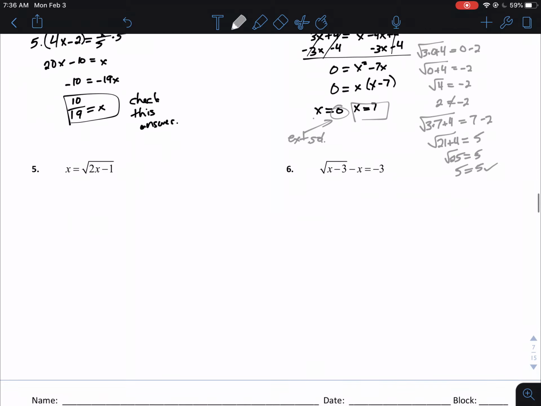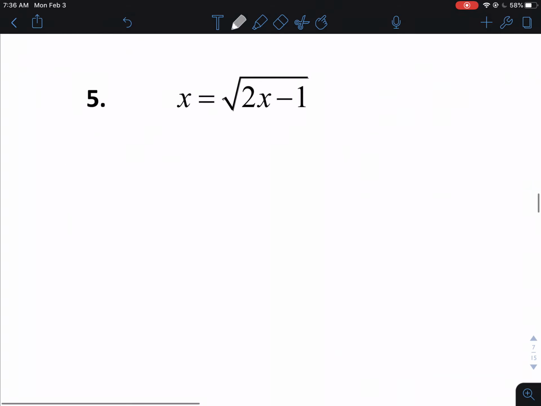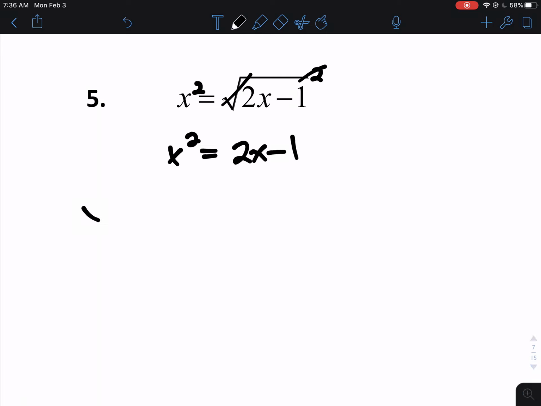Alright, 2 more. Let's work through them. So on number 5, we've got x equals square root of 2x minus 1. We can go ahead and square each side. So left side, that's x squared. Right side, 2x minus 1. Then let's get equation equals 0. So we would subtract the 2x, add the 1. So x squared minus 2x plus 1 equals 0.